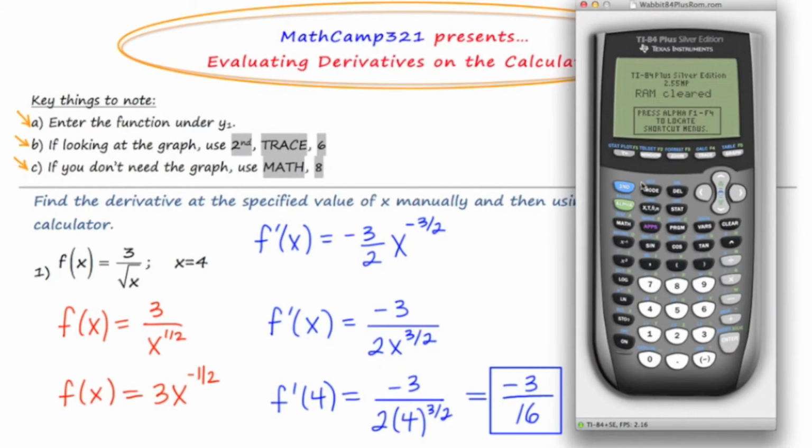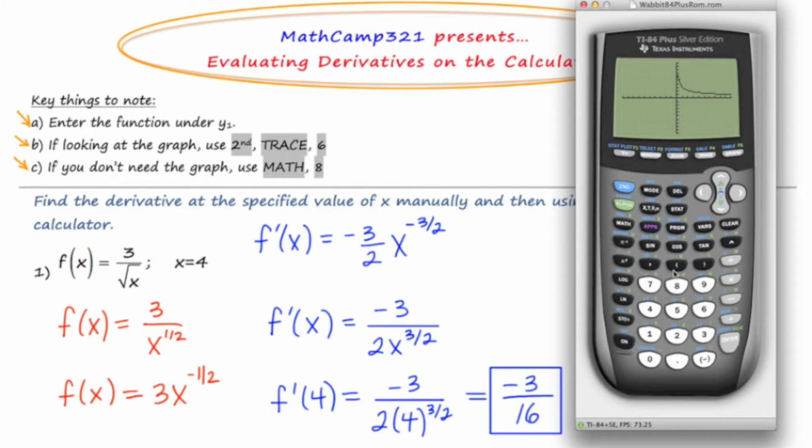Okay, so I'm going to start by going to the y equals screen and entering in the function, which is 3 over the square root of x. 3 divided by the square root of x. Okay, we'll do a zoom 6 to look at that graph. Okay, and I want to find the slope of the tangent line at the point x equals 4.